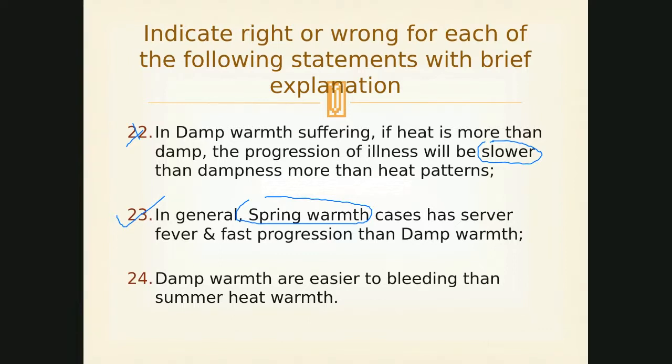Number 24. Damp warm is easier to bleed than summer heat warm. This is wrong. Summer heat warm has more heat compared with damp warm itself.